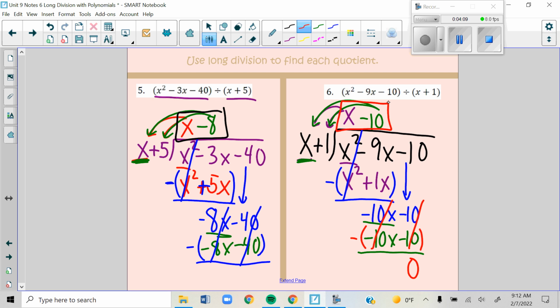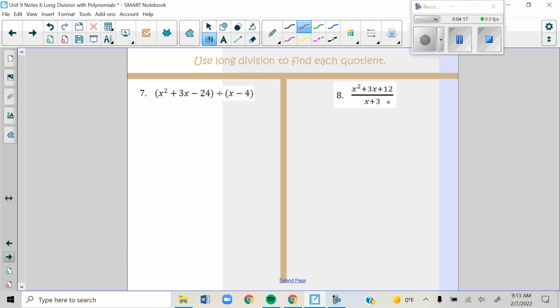Okay, those two are really nice. They're short, they're sweet. They end up with a perfect, beautiful answer and no remainder. So now we're going to look at what happens if we do get a remainder. So we're going to follow the same setup here. X minus 4 on the outside and x squared plus 3x minus 24 on the inside.